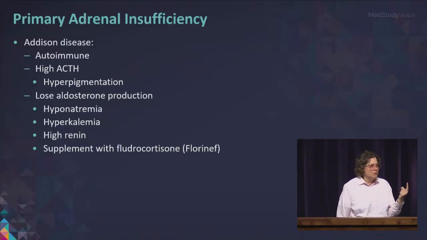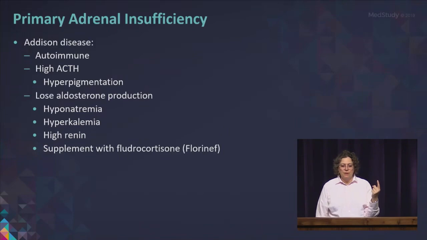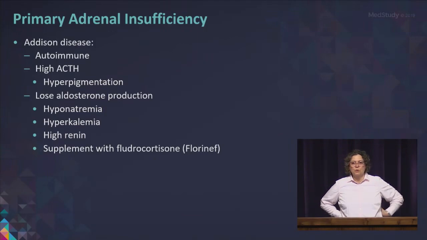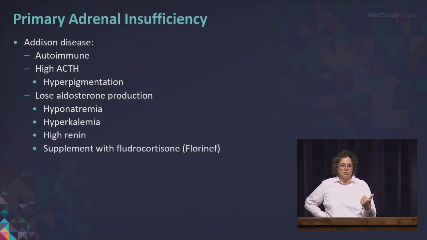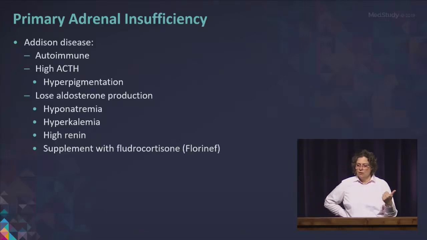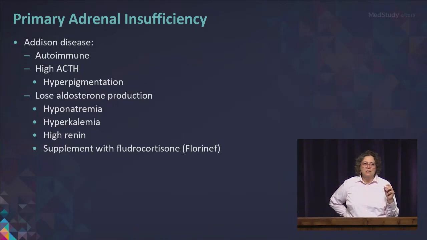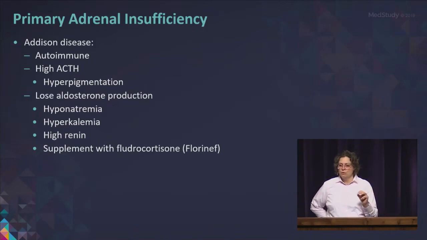Because you lose aldosterone levels, you lose the ability to handle blood pressure and potassium. And so it's only in the context of primary adrenal insufficiency where you lose aldosterone production that you will have the hyponatremia, the hyperkalemia. It'll be a high renin state. And this is the scenario you want to supplement with fludrocortisone.